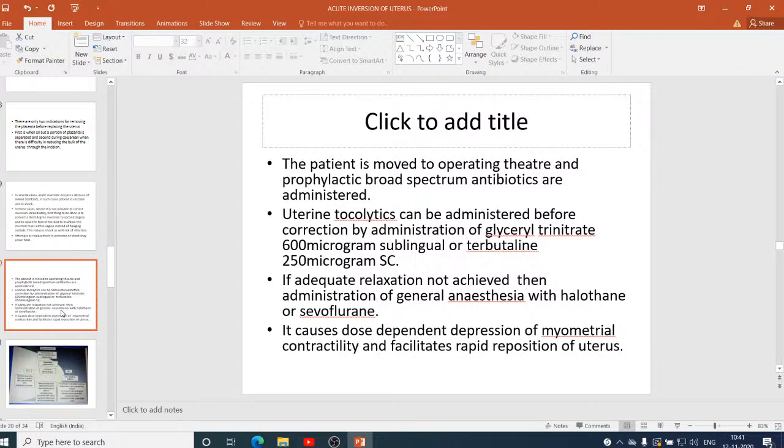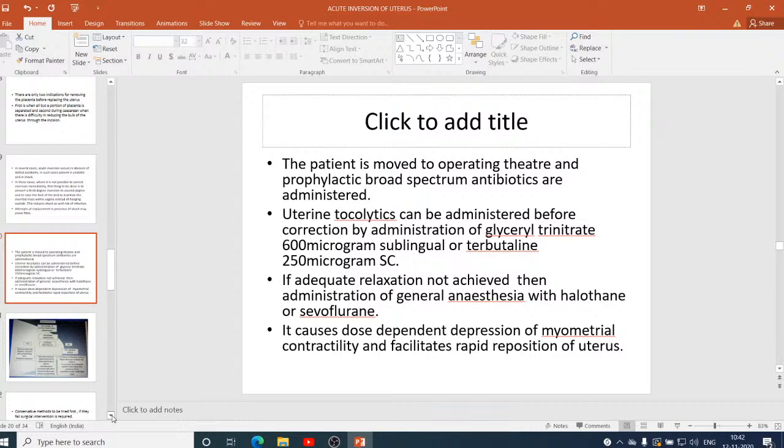Uterine tocolytics can be administered before correction by giving glyceryl trinitrate 600 micrograms sublingual or terbutaline 250 micrograms subcutaneously. If adequate relaxation is not achieved, then you can go ahead with general anesthesia with halothane or sevoflurane. This usually causes a dose-dependent depression of myometrial contractility, and so it facilitates the rapid repositioning of the uterus.